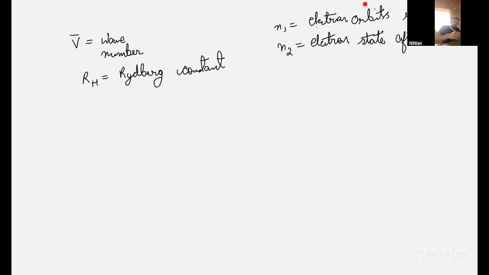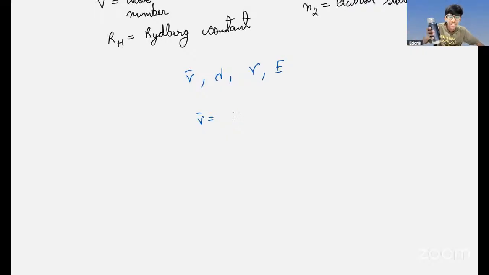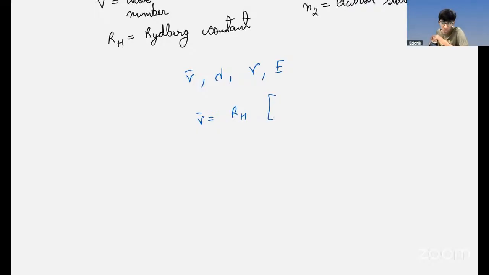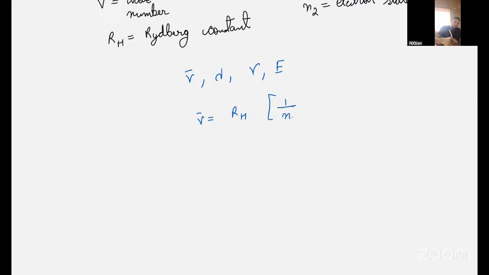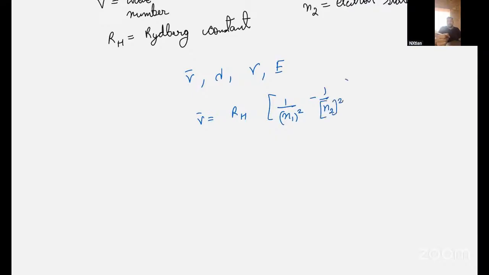So what do we have to calculate? We have to calculate wave number, wavelength, frequency, and energy. So we know that wave number is equal to RH into 1 upon N1 square minus 1 upon N2 square. So we have to calculate that if an electron was in the Balmer series, but now it went to the Paschen series, then what wavelength, frequency or energy will it have?